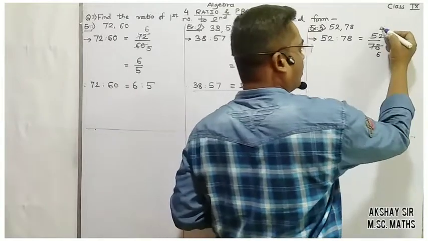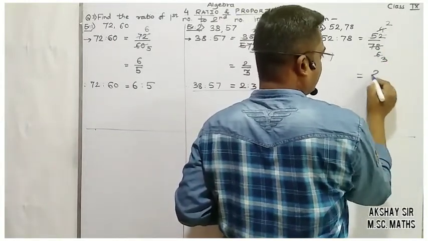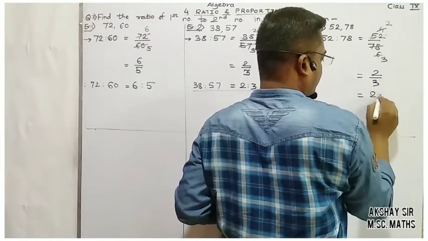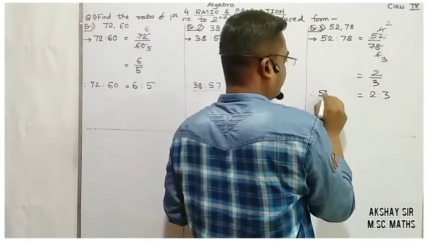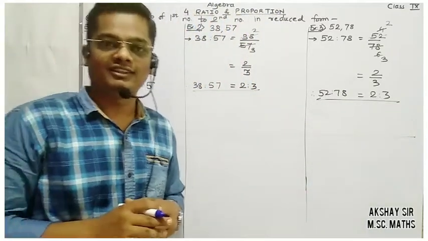This 4 and 6 are again multiples of 2. We can again cancel it out. 2 twos are 4 and 2 threes are 6. So it remains 2 upon 3. That means 2 as to 3. Therefore 52 as to 78 is the same as 2 as to 3. That's it. Let us see question number second.